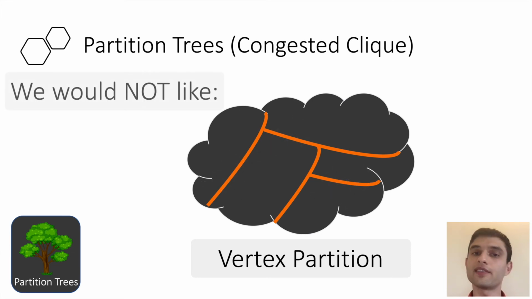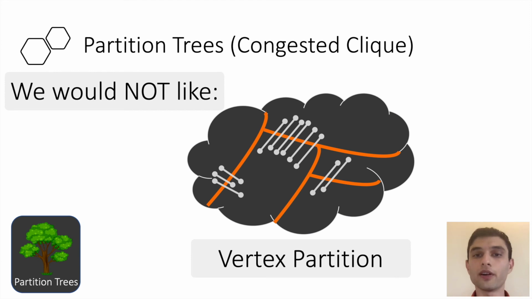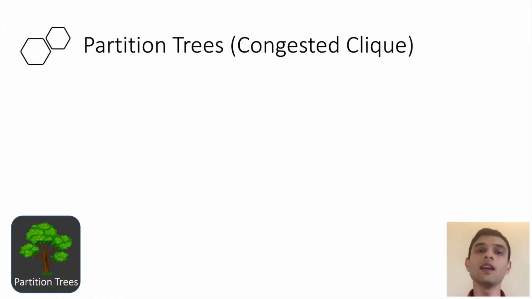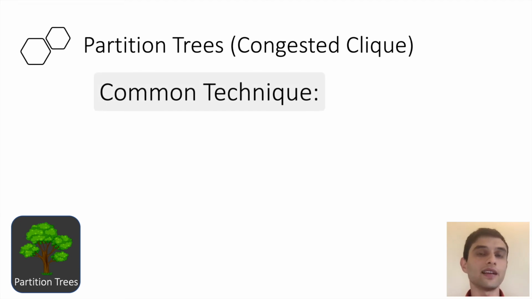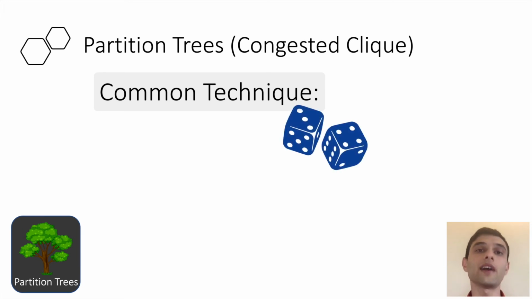Something which would be undesirable is for two different pairs of parts to have different numbers of edges between them. This could cause lots of load balancing issues, and that would not be good for us. So we want to overcome this problem. How is it usually done in practice? The common technique to get such a balanced vertex partitioning is to randomize, because if you randomize the vertex partitioning itself, usually you get a very balanced partitioning.